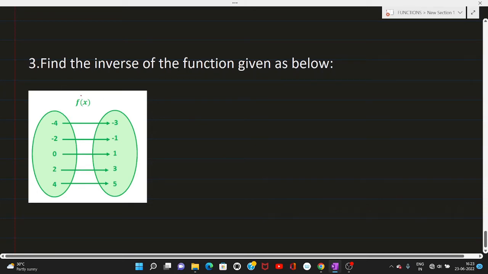We need to find the inverse of this function. We know the inverse of a function is obtained by interchanging domain and range. In this diagram, this is domain and this is range. We need to find the inverse of f(x). We know the inverse of f(x) is written as f inverse x. What is this? It is the inverse of f(x).